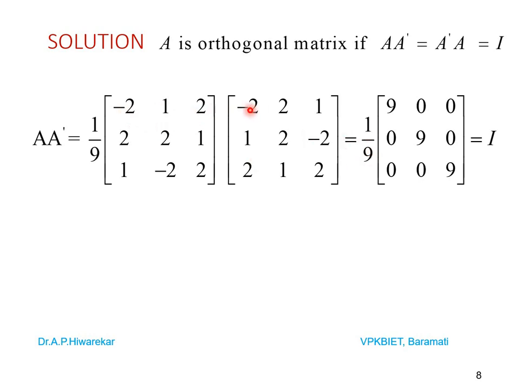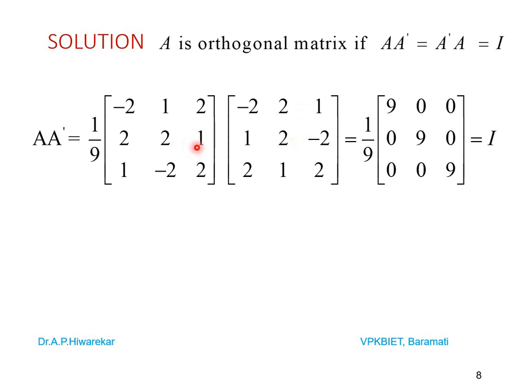So it is 1 by 9. Minus of minus 2 means plus 2, into 2 means 4, then plus 1, 5, plus 4, that is 9. Then first row, second column: minus 2 plus 2 gives 0. First row, third column: minus 2 minus 2 plus 4 gives 0. Second row, first column: it is minus 4 plus 2 that gives 0. Second row, second column: 4 plus 4 plus 1 that is 9. Second row, third column.